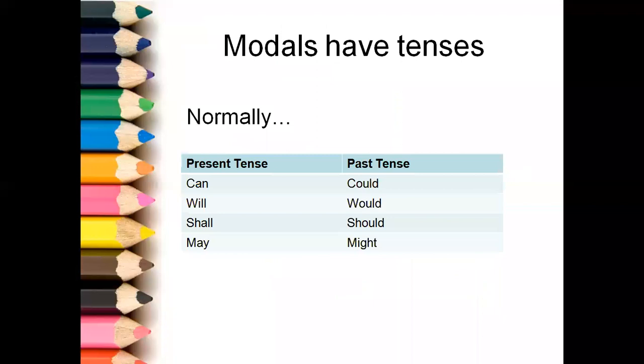Now, usually the modal verb can is used in the present tense, and when you want to talk about the past tense, we don't say can, we say could. Will can be used in the present tense. The past form of will is would. Shall is also used in the present tense. Should is used in the past tense. May is used in the present tense, and for the past tense we use might. So this is the general structure: can, will, shall, may in the present, and could, would, should, might in the past tense.